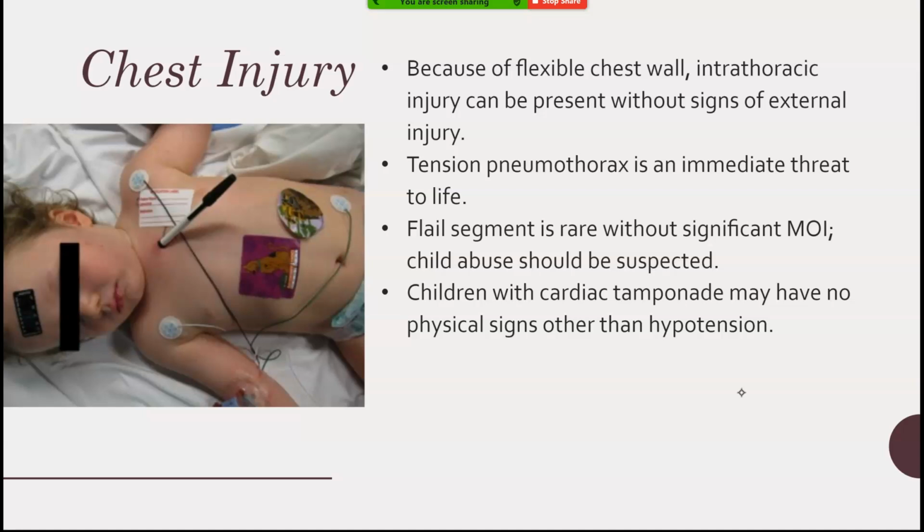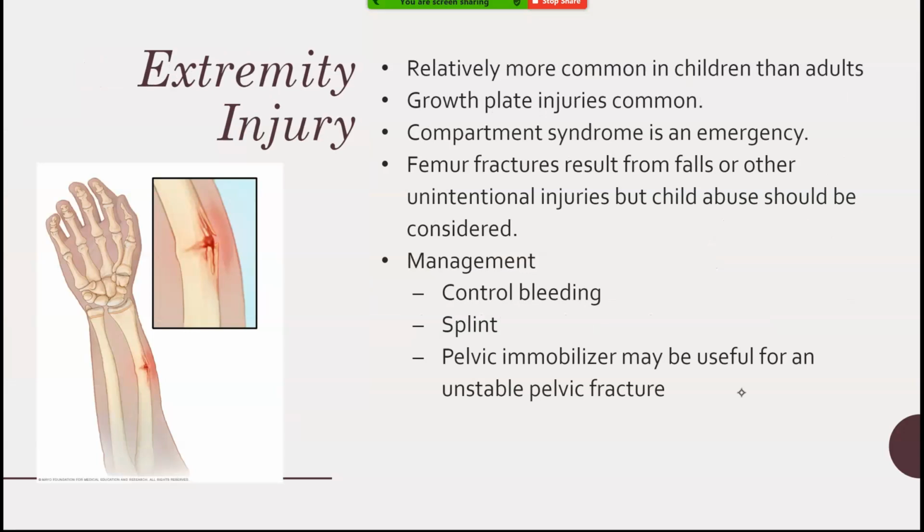Chest injuries. A lot of the time, because kids do have very flexible ribs, you might not actually be able to see a broken rib or something, okay? Tension pneumos are very dangerous. Again, remember, teeny tiny, very easily popped lungs. Flail segments are rare, and if you do see a flail segment, it's probably child abuse. And cardiac tamponade, where you have those baby hearts, right? They can compensate. They can go higher and higher in terms of maintaining a pulse, but the blood pressure is going to start to fall.